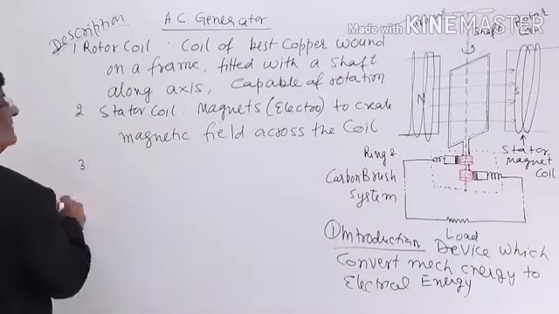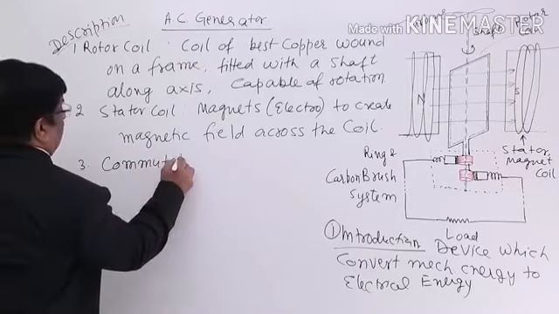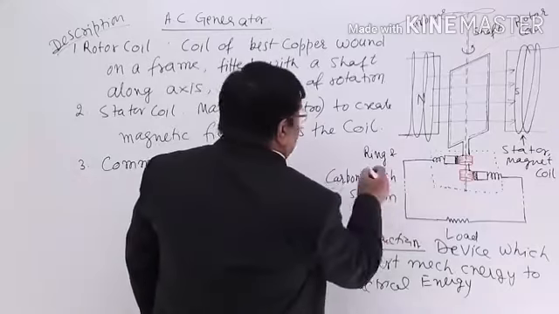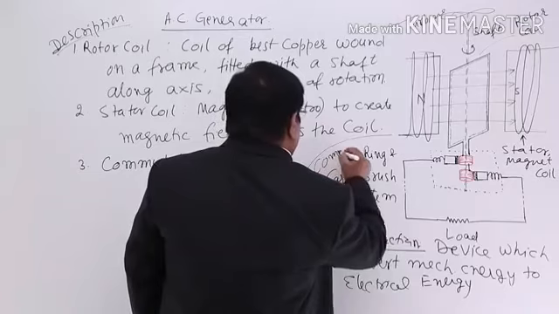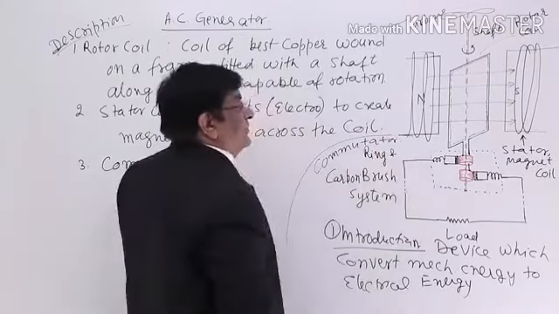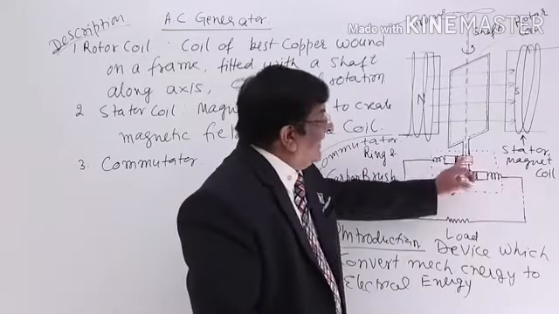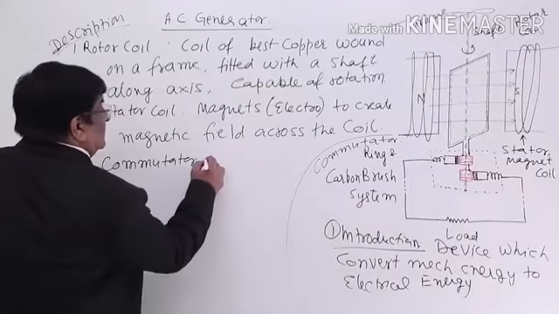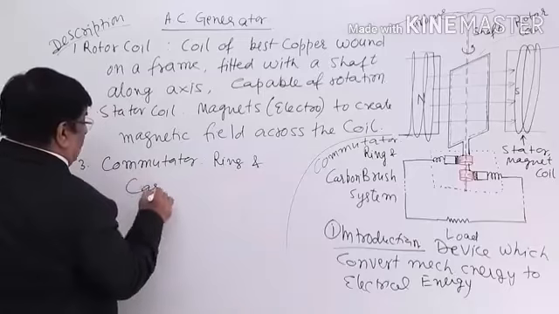Third part is commutator, and this ring and carbon brush system is known as commutator. Commute means sending one thing to another. The electrons are sent from the ring to the carbon brush. So commutator: ring and carbon brush system.